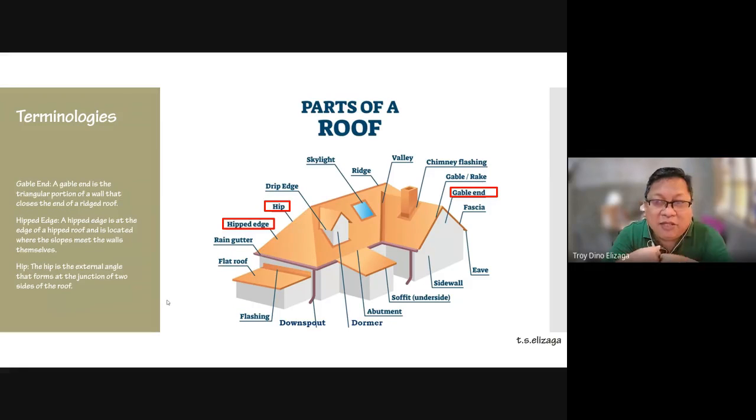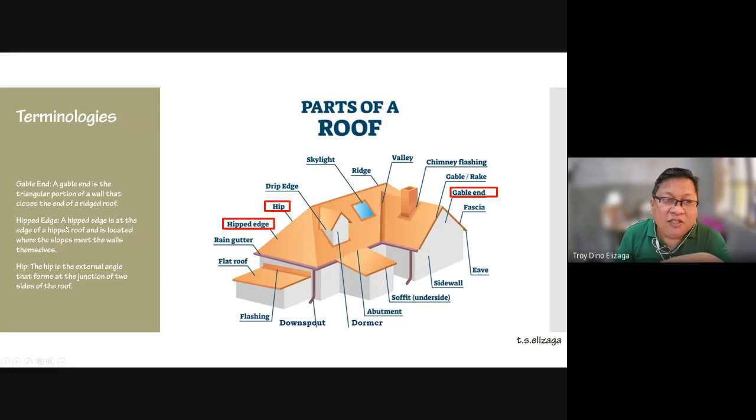So the gable end, well, we can easily understand, is the triangular portion of a wall that closes the end of a ridge roof. Now, sometimes this triangular portion of the roof is flushed to the rest of the wall. It forms one surface, but sometimes it's also projecting, depending on the design of the architect.